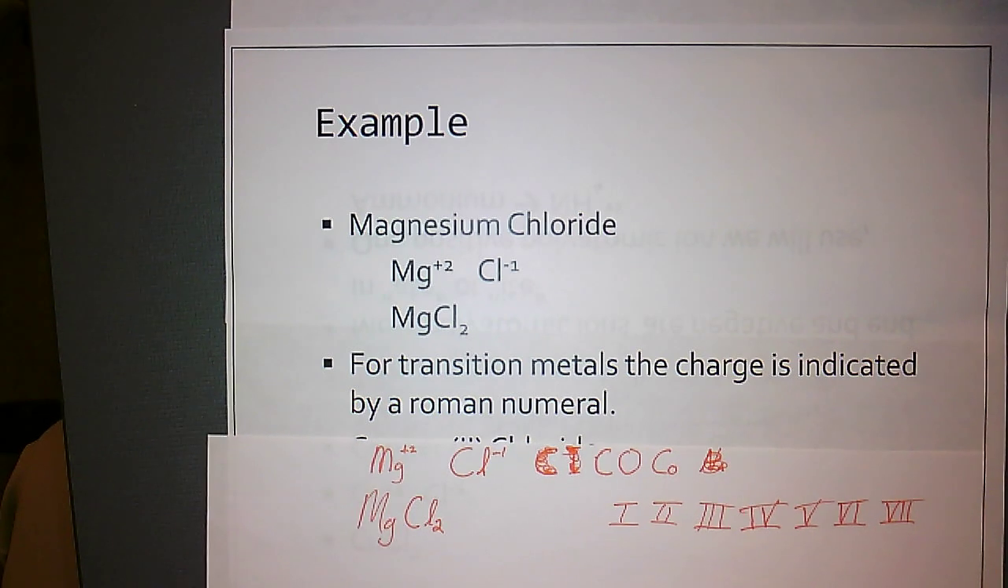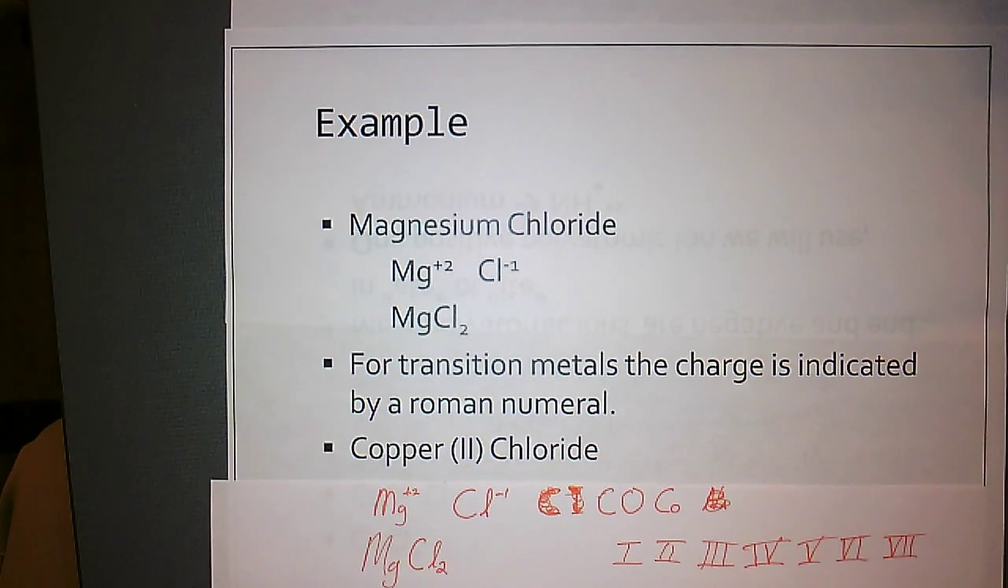Now, if we have one that looks like this, copper II chloride. And that's how you say the name. You don't say copper II, you say the number. The Roman numerals will always be a positive charge too. You won't ever have Roman numerals for a negative charge.